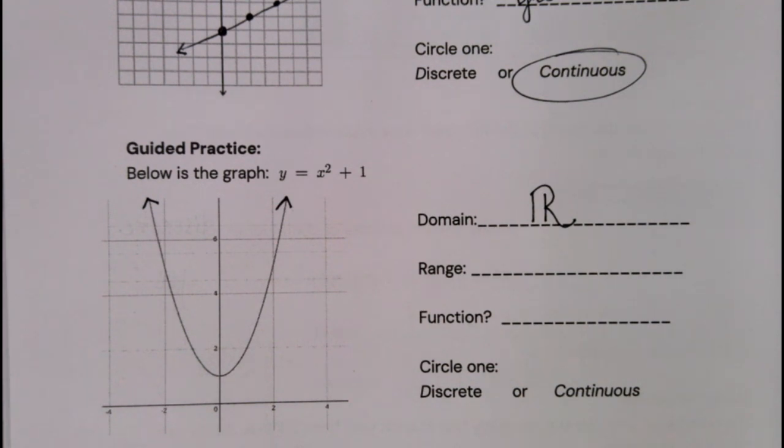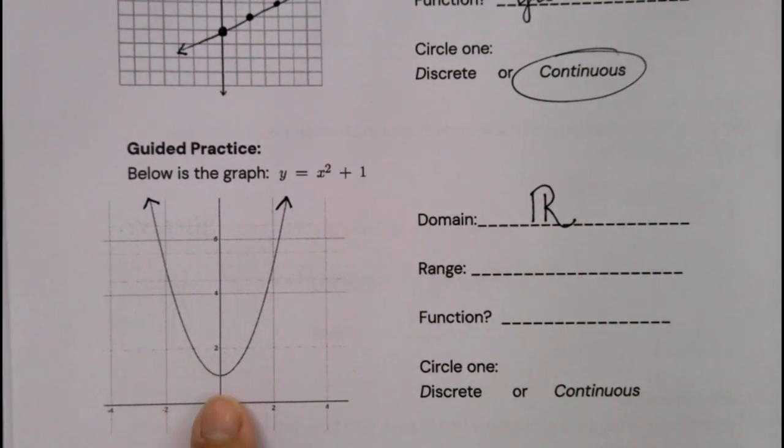But what about the range? This one does not have an infinite range. Why not? Range is up and down. Does this go up and down forever? It only goes up. That means it has a starting point. If it only goes up, it had to start somewhere. Where did it start?